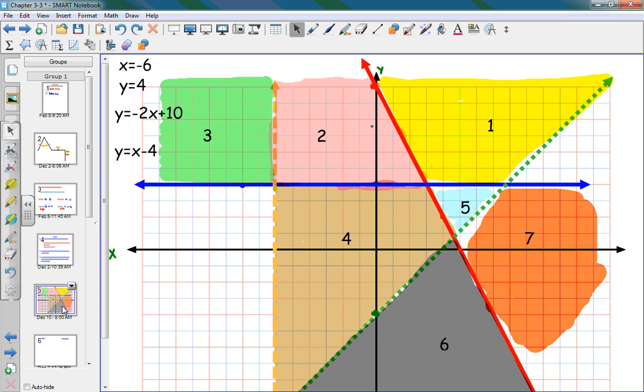X equals negative 6 and y equals 4 are going to be your two obvious problems. What goes where? Y equals 4 is the blue line. So I'm going to move this down here by the blue line. You guys are going to write that there on the blue line. Okay?